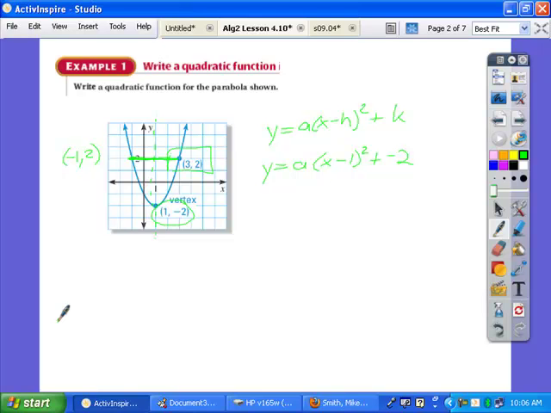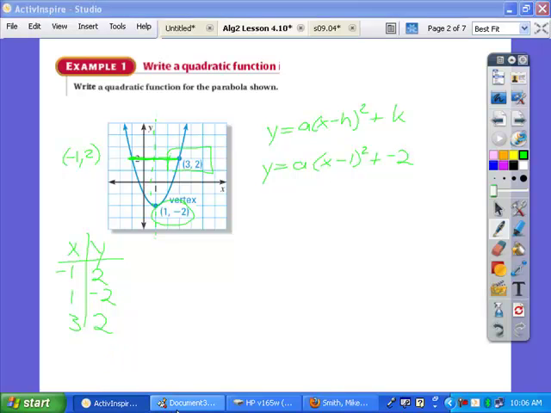Okay? So having 3 points, I'm now going to use the regression capabilities of the calculator to figure out what the equation of that line is. And so I first need to create a list of x's and y's. So I have negative 1, 2, I have 1, negative 2, and I have 3, 2. Okay. And so those are our x's and y's, and I'm going to create a spreadsheet.